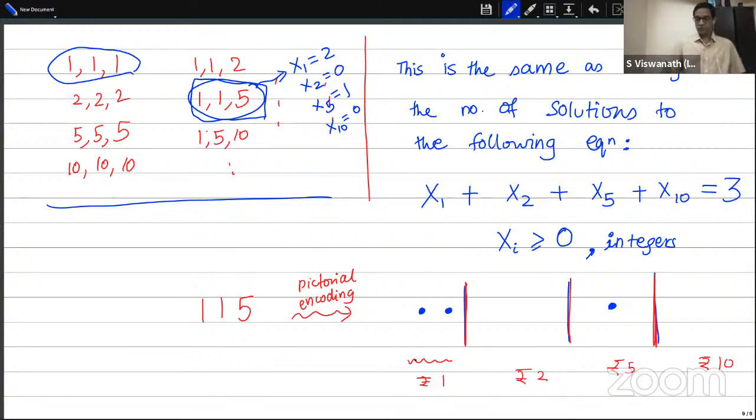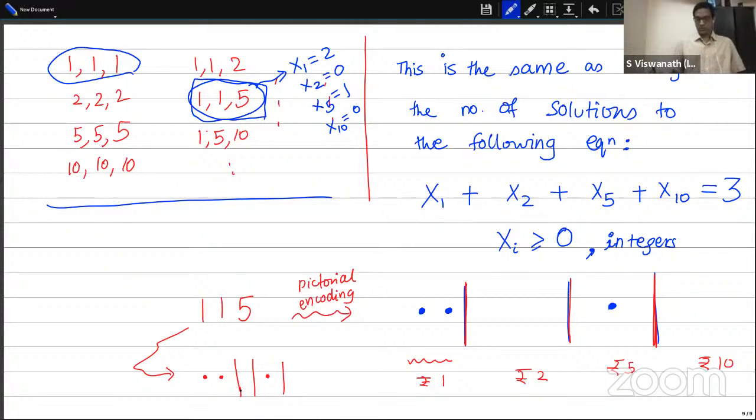Now, because you chose 2 1 rupee coins, you put 2 dots there. Because you chose 1 5 rupee coin, you put a single dot there. And for the 2 rupee and the 10 rupee spaces, you don't choose any, so you don't put any dots. So finally, what's the pictorial encoding of this choice 115? It's 2 dots followed by a divider, followed by another divider, followed by 1 more dot, followed by 1 divider.